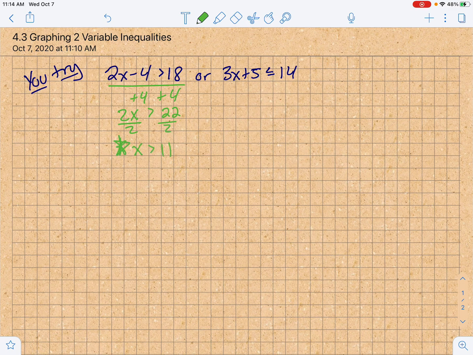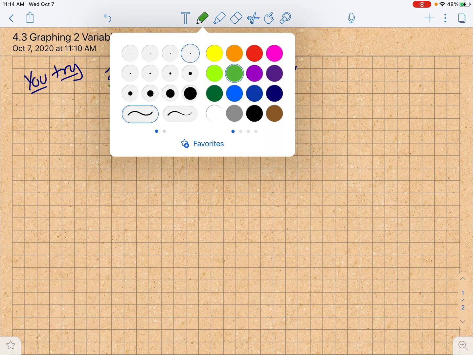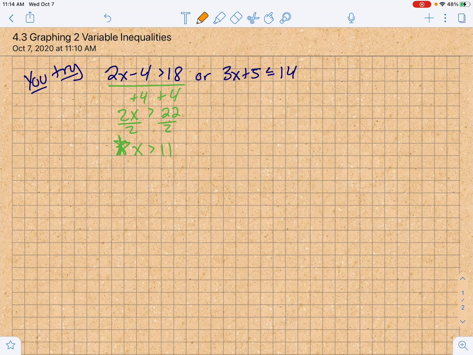There's one answer. Then I'm going to come over to the other one, the OR, and solve this one. So I'm going to subtract 5 from each side. We have 3x is less than or equal to 9. Divide each side by 3, and x is less than or equal to 3. Now, once you get to that point, what are we doing? We're putting them on a number line.